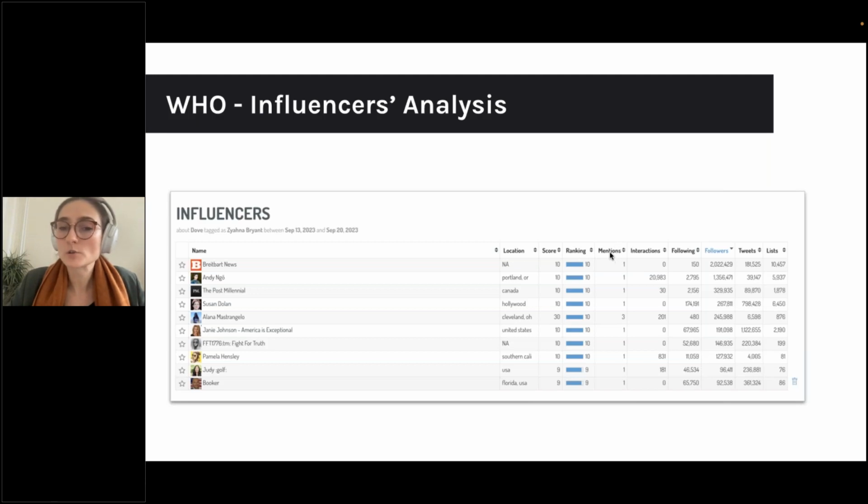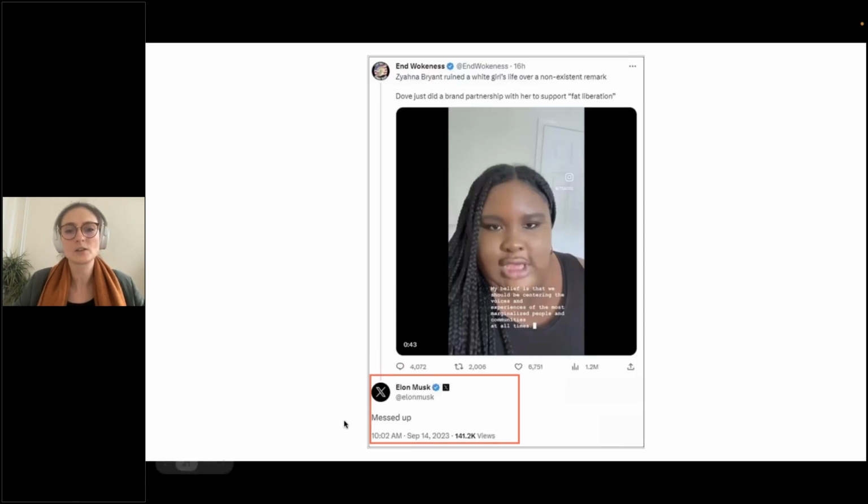You can also sort by the number of mentions, and this will help you identify if sometimes the same person will post all over again about this problem, so you can identify potential trolls, for example. And for the Dove crisis, it turned out that Elon Musk jumped in and reshared and decided to criticize Dove for their decision. So if something like this happens, of course, it's a huge factor for amplifying the crisis.